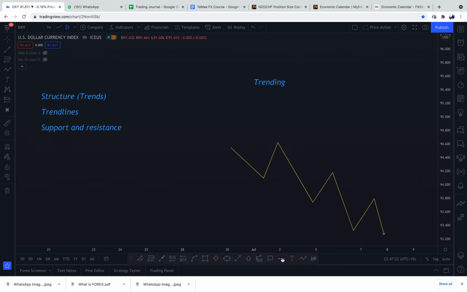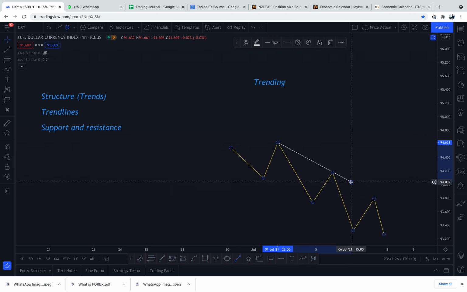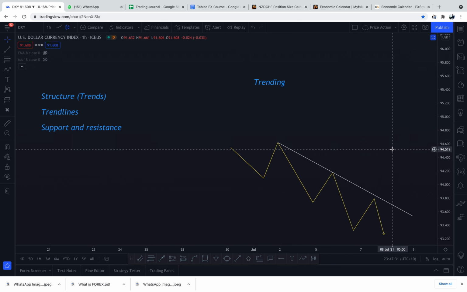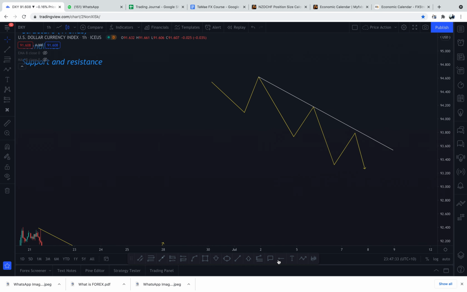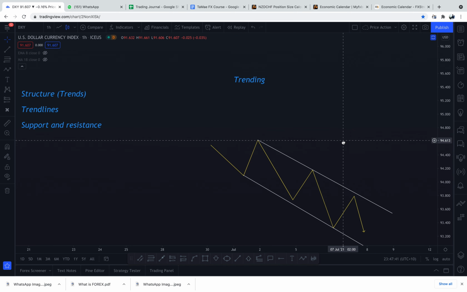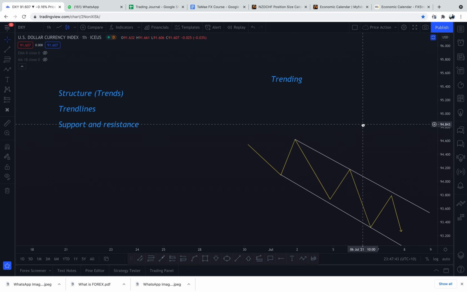So you can draw your trend line from here to here. That's a valid trend line, and you can extend it going further like that. So that's a trend line. The bottom one can come from here like that. You can accommodate as many touches as you can. So that's a trend line.